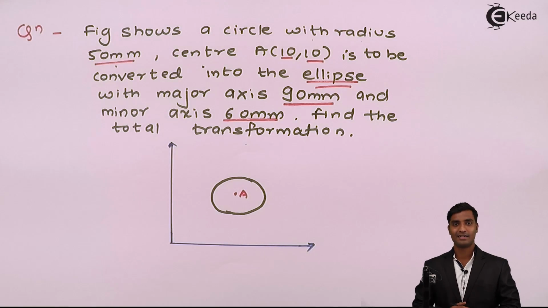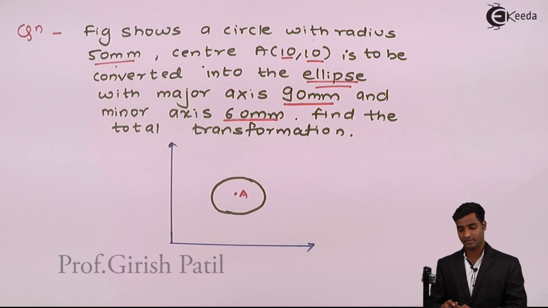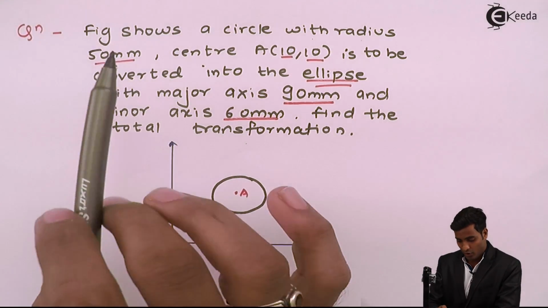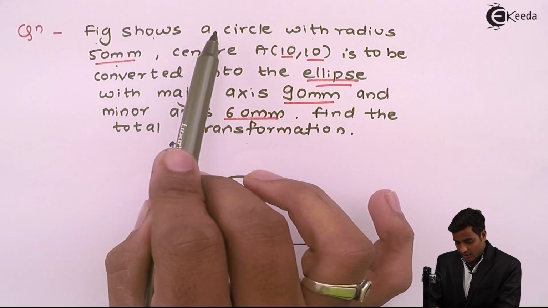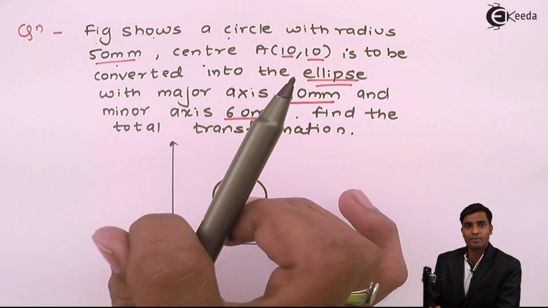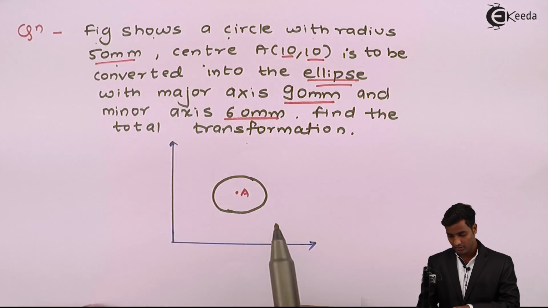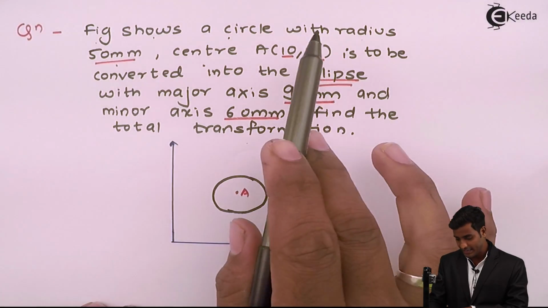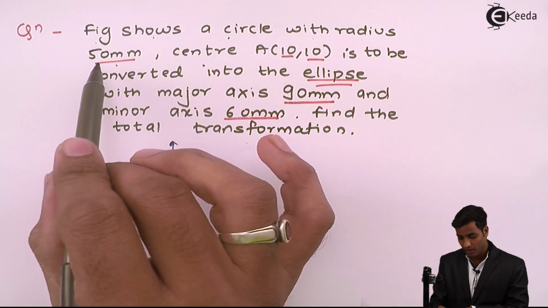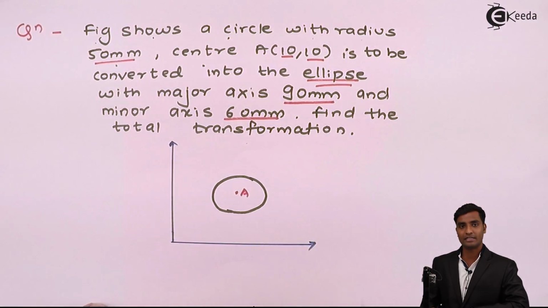Hello friends, today we will start the problem based on general transformation. So we will start with the problem. Figure shows a circle. In this problem, the figure has been given as a circle with radius 50 mm. Means the radius of the circle has been given as 50 mm.